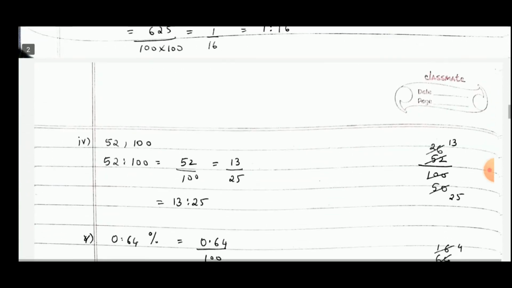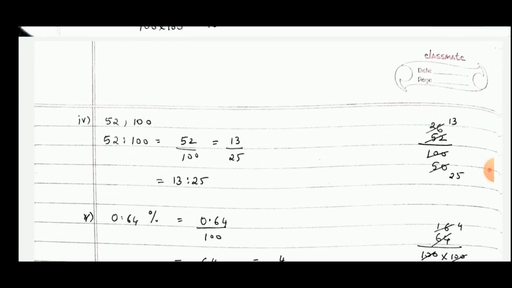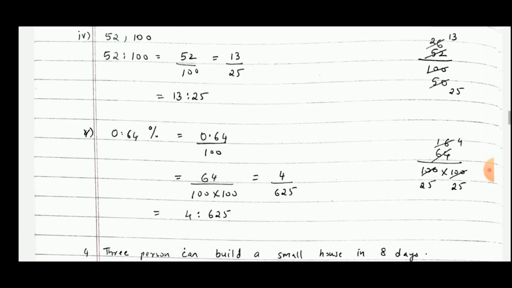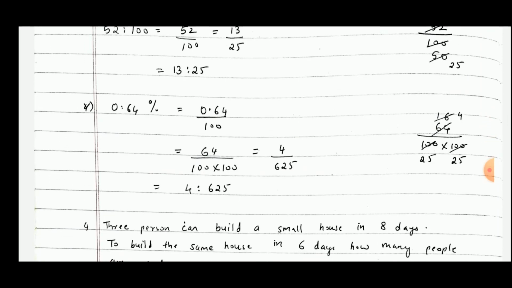Then 52 upon 100, so this is 13 upon 25. First you divide by 2: 2 into 52 is 26, 2 into 100 is 50, then 2 into 26 is 13 and 2 into 50 is 25. So 13 upon 25. Next, 0.64 upon 100; multiply by 100, it is 64 upon 100, which is 16 upon 25, then 4 upon 625.